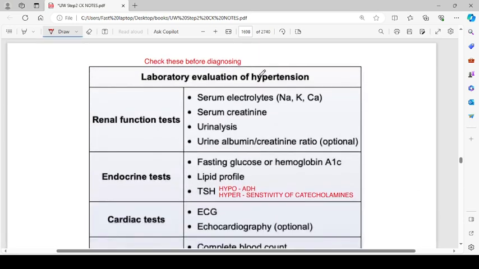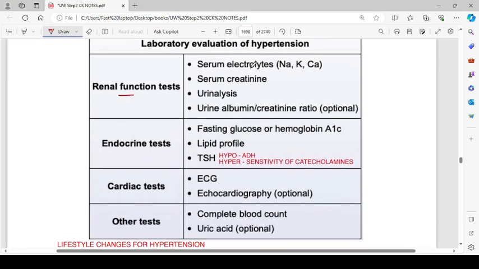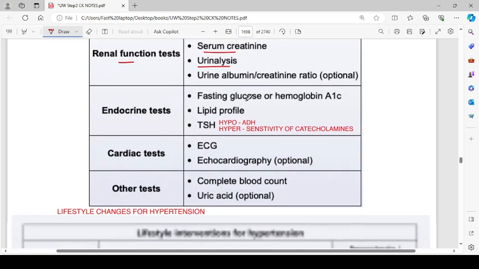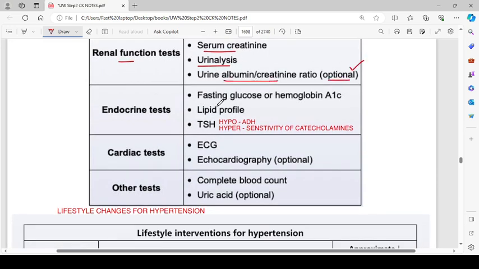Then check these before diagnosing it as primary hypertension. So we have seen this table before. Now let's revise it. So for the renal function test, we should perform serum electrolytes, sodium, potassium, and calcium, serum creatinine, urinalysis, and urine albumin creatinine ratio, that is optional.